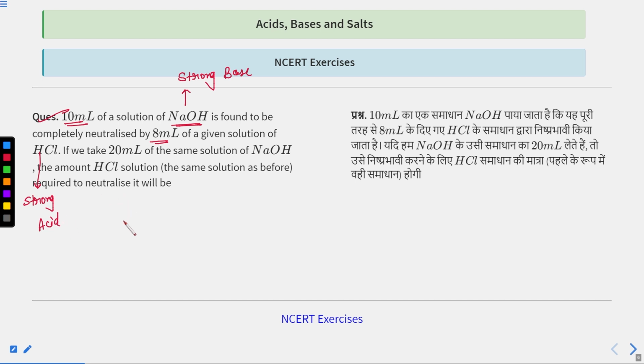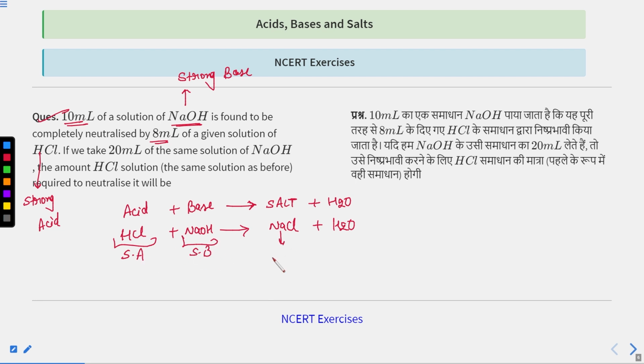You know very well the neutralization reaction. When acid plus base react with each other, they form salt and water. The acid is HCl, the base is NaOH. They will form NaCl plus H2O. This is a strong acid and this is a strong base, so they will form a neutral salt plus water.